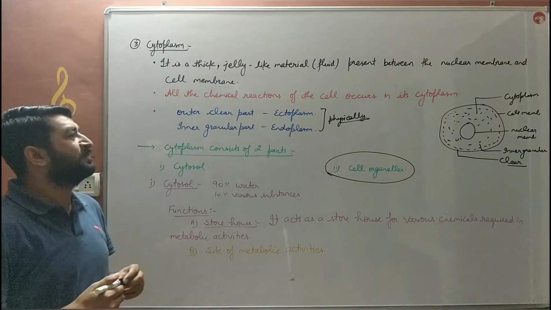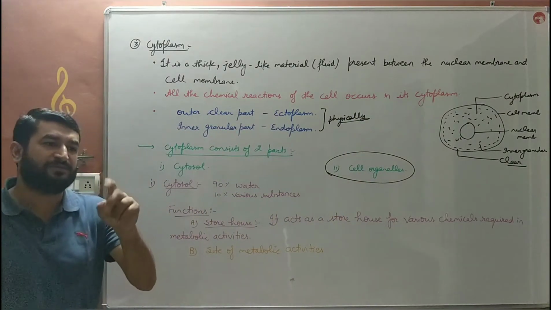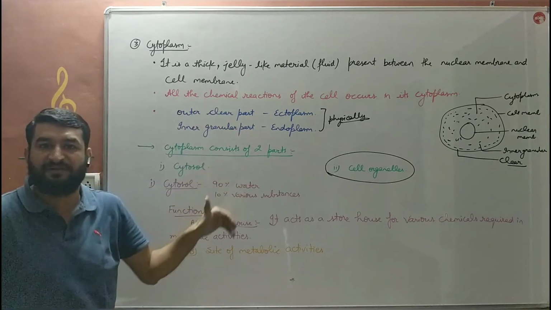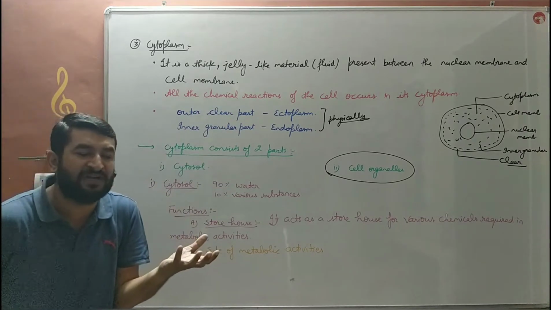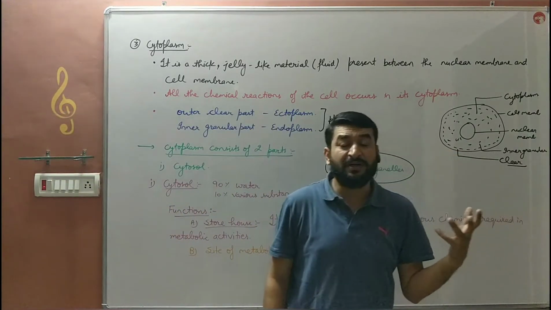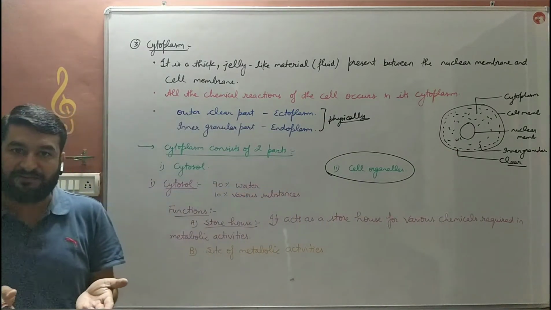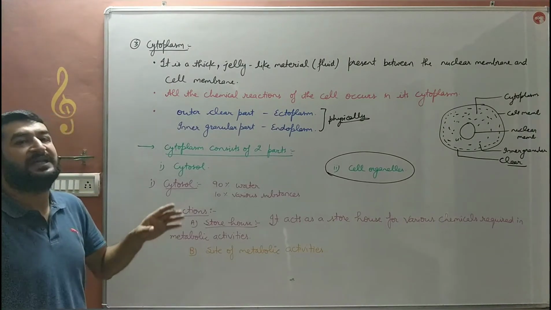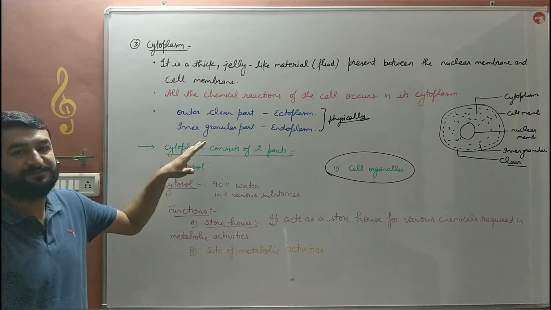On the basis of physical appearance, cytoplasm will appear in two forms. One is the outer mass, which is clearer and does not possess any granules. The other one is the inner mass, which is the granular part, which has certain granules, and that is known as endoplasm.